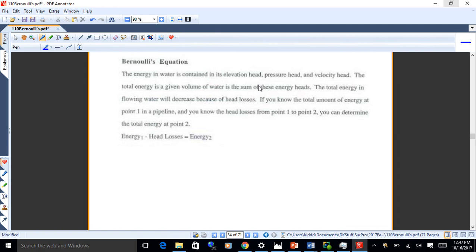Oh, let's see. So this is something called Bernoulli's equation. I'm sorry, this is 101. Here we go, 101. And what this fellow figured out was that if you take all the energy in water at some point that you can find it for, subtract off the head losses from that point to another, that'll equal the energy left over at point B. So let's say we're at A, then we look at the head loss as we go from A to B. That will equal the energy at B. Okay, that's what he figured out.